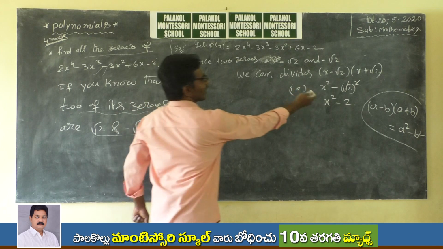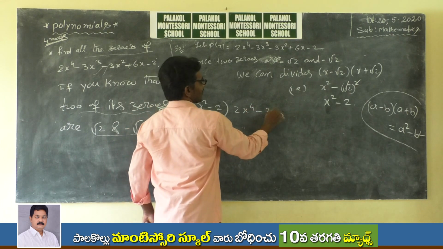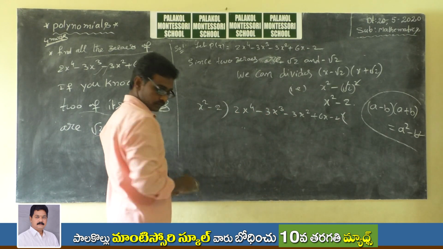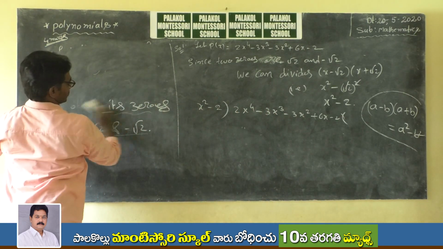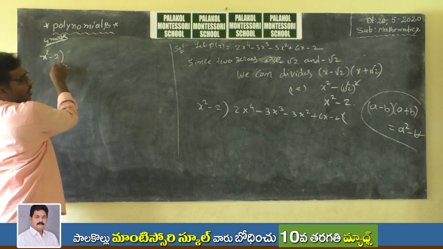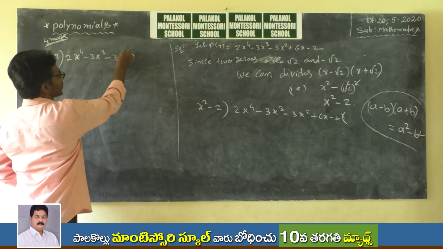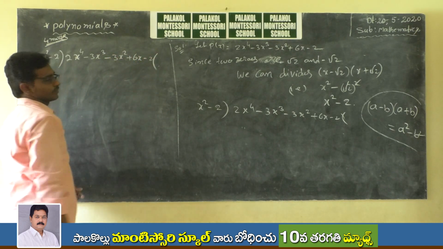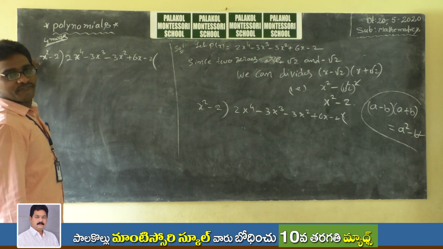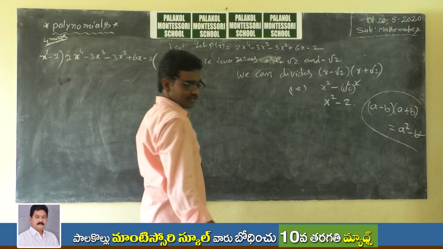Okay, now this one divides this. So x square minus 2 into 2x to the power 4 minus 3x cube minus 3x squared plus 6x minus 2. Suppose this one is p of x, and this is g of x. In the p of x, what is the first term?